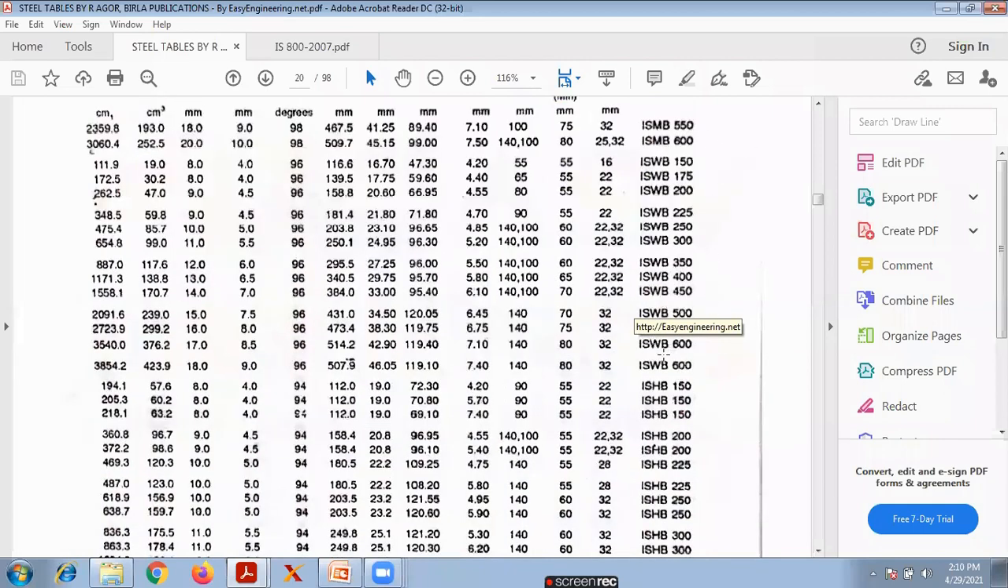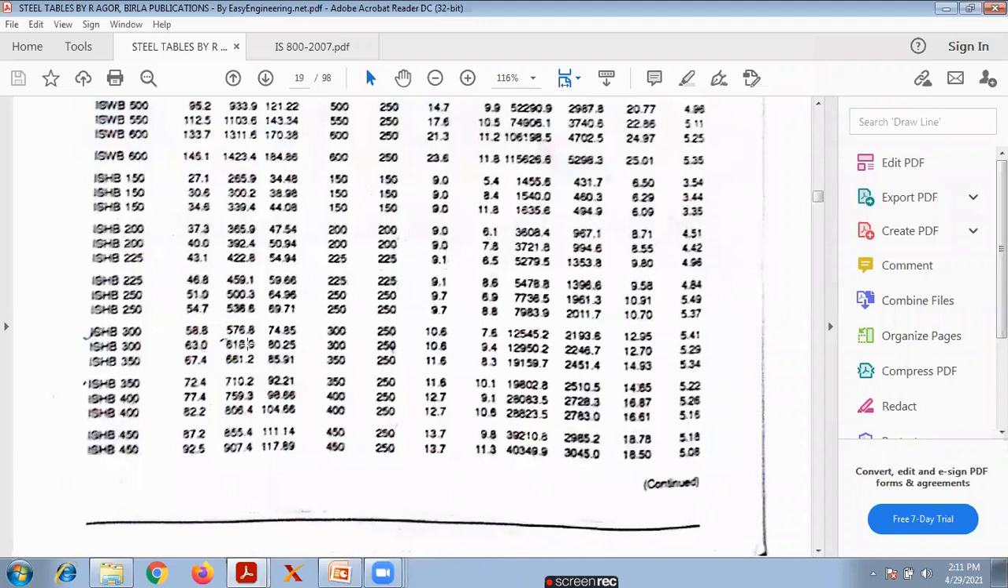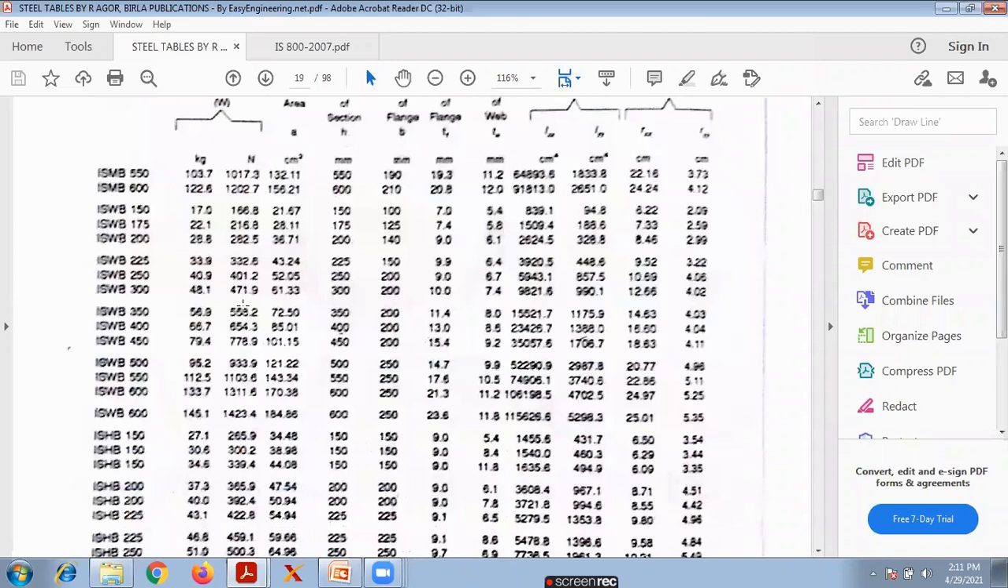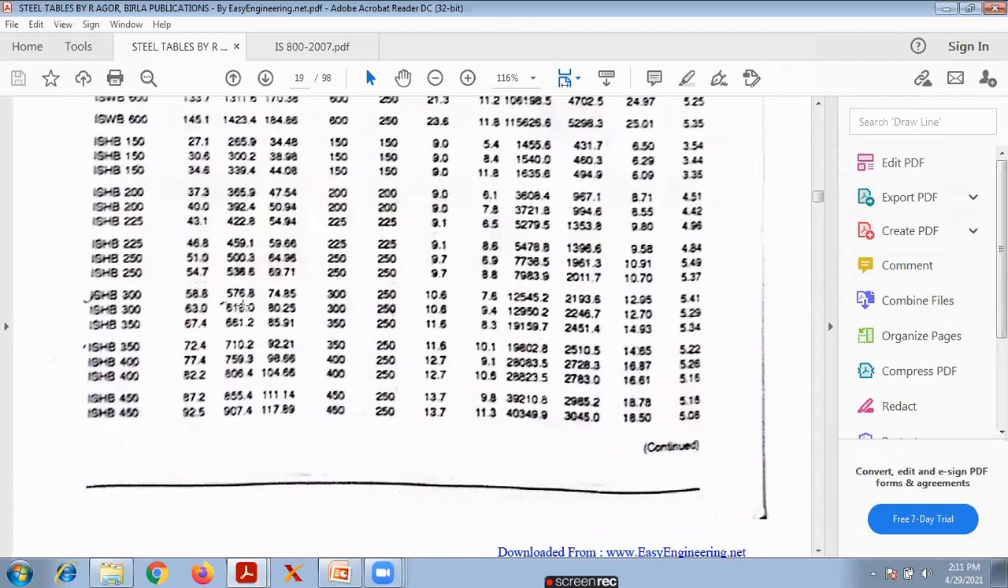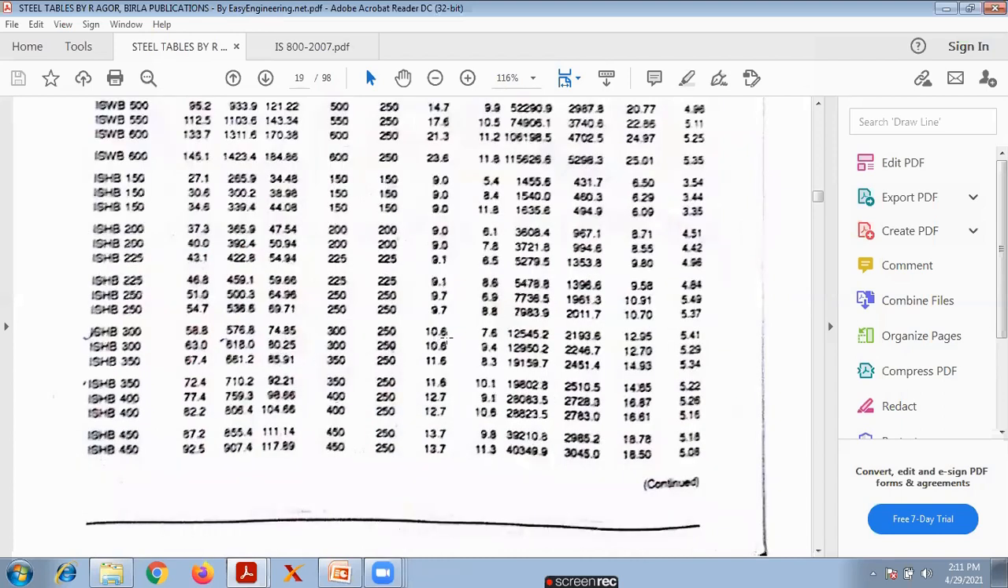So if you observe here in this page 14 and 15, you see ISMB 550, ISWB, ISHB also is there. You see here ISHB 300. So go to here ISHB 300. What is this? They given weight per meter in newtons. The value is 576.8. In our problem, they given 577 Newton per meter. Now we have to calculate the H is 300. We know. Again, what is the BF? You see here, the width of the flange as well as thickness of the flange, BF and also TF. So here, how much they given? BF is 250, TF is 10.6.